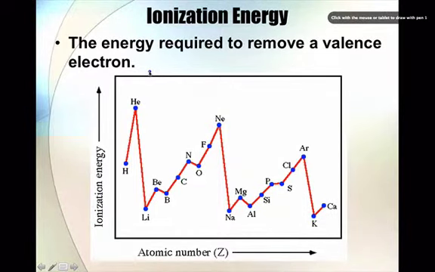Ionization energy is another trend. Ionization energy is the energy that it takes to remove a valence electron. And what you're seeing are different values here. But you'll notice that the general trend from hydrogen to helium, it increases.